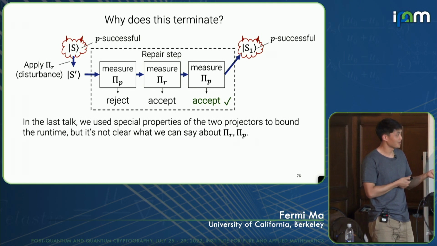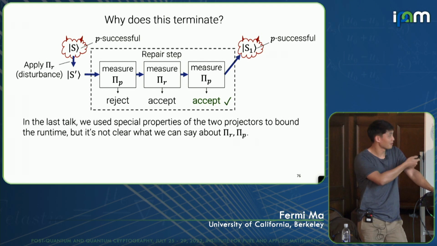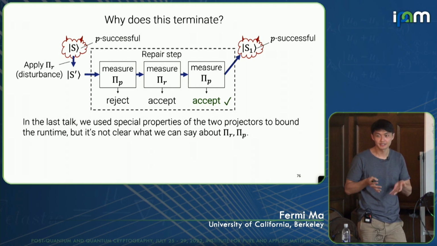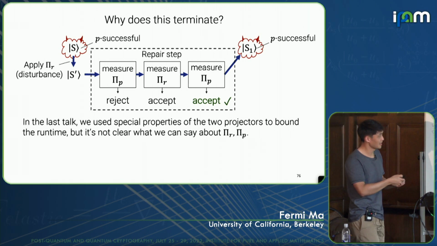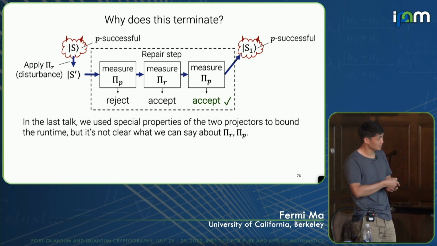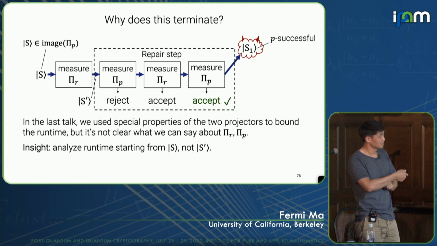We really have no idea what pi p is. They just defined it. So we have no idea why pi p and pi r should have angles that are well behaved in any sense. And indeed, they really don't. And yet, there is a way to analyze how long this is going to take. And the trick is actually to not analyze just this repair procedure itself, but to analyze the running time starting from before you even disturb the state.